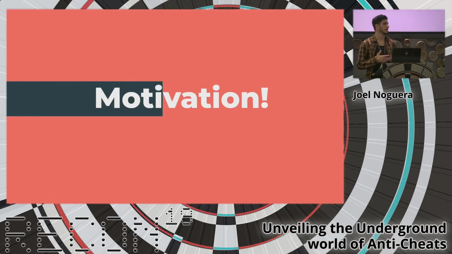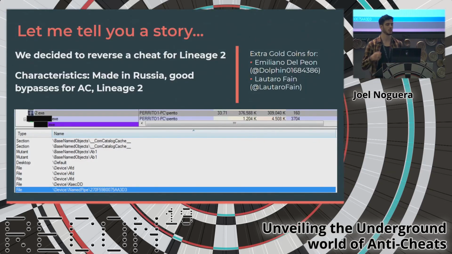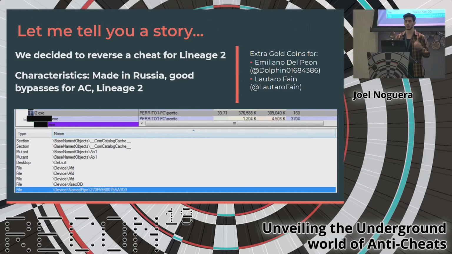So now that you all understand how these two things work, I want to explain how I got here. Last year, with two friends from Immunity, we decided that we wanted to reverse a cheat. So we said, let's go for Lineage 2. It's a game we played when we were younger, and we started looking on the market. We went for a cheat developed in Russia by only one guy that had been in the market maybe 10 years, and was bypassing all the anti-cheats. So we found a free version on the internet, and we started digging and seeing what's going on.